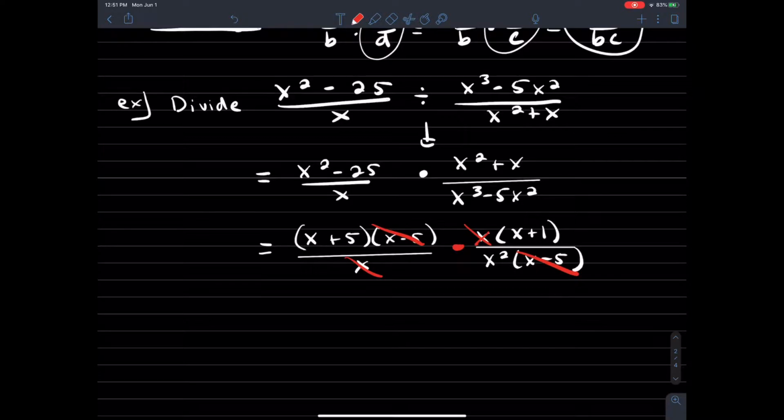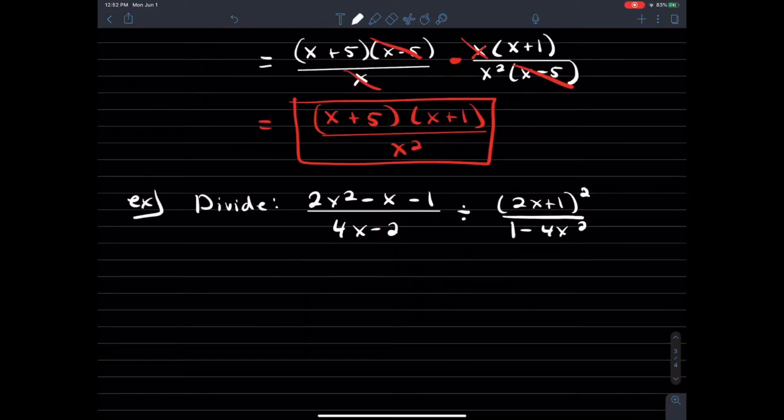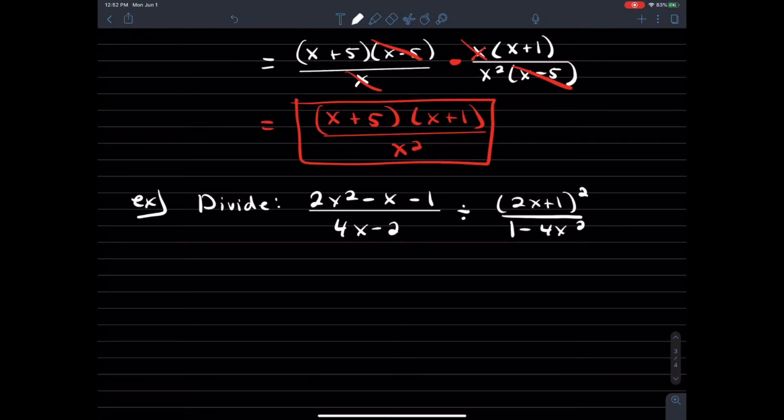And what are we left with? We're left with x plus 5, x plus 1 all over x squared, and we can keep it factored like that. Okay, so here's one more for dividing. So first we're going to flip and multiply. So this changes to times, so we flip what we're dividing by, and it's 1 minus 4x squared on the top. On the bottom is 2x plus 1 quantity squared.